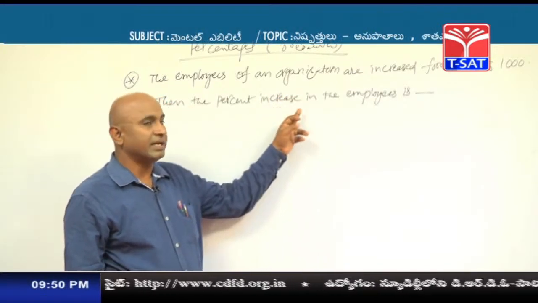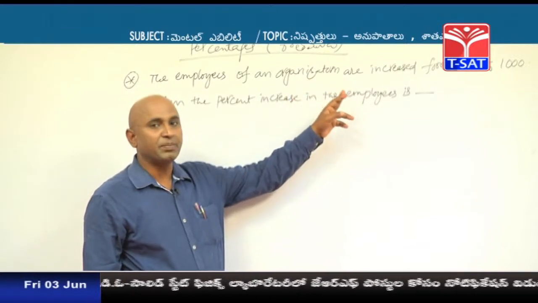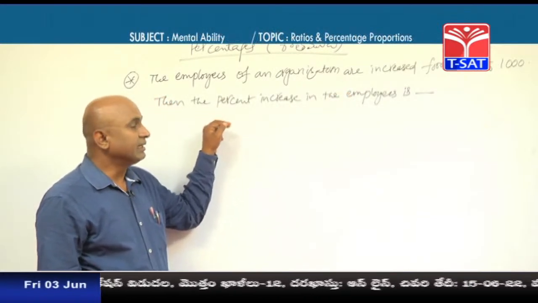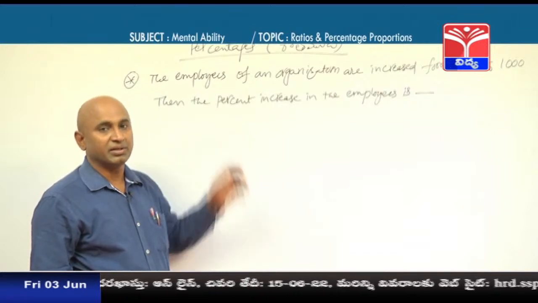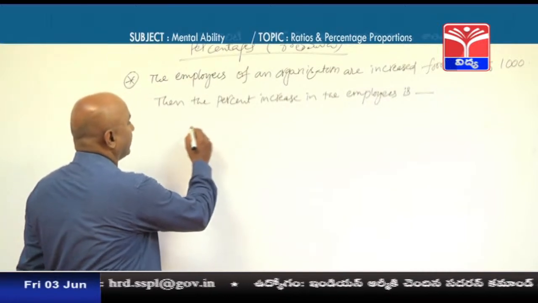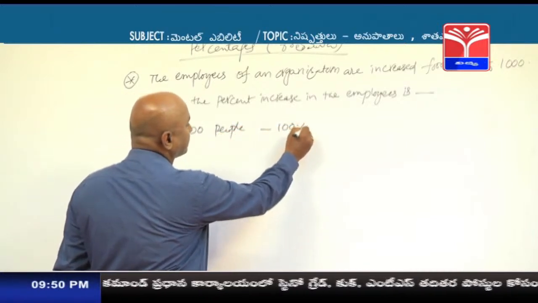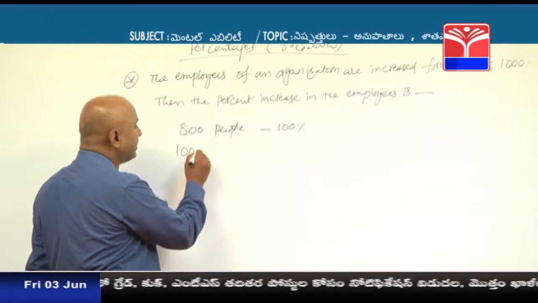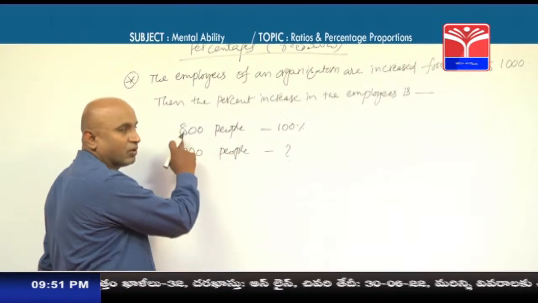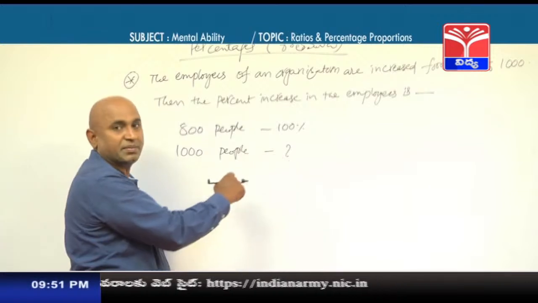In this problem, the employees of an organization are increased from 800 to 1000. Then the percent increase in the employees is? మొట్టమొదట్లో ఒక ఫ్యాక్టరీలో లేదా ఒక ఆర్గనైజేషన్లో ఉన్నటువంటి ఎంప్లాయీస్ సంఖ్య 800, వారి సంఖ్య 1000 అయినట్లయితే ఎంత శాతం ఉద్యోగుల సంఖ్యలో పెరుగుదల ఉన్నది అంటున్నాడు. ఎంప్లాయీస్లో పర్సంటేజ్ ఇంక్రీజ్ ఎంత అంటున్నాడు. 800 people corresponds to 100%. అప్పుడు 1000 మంది ఎంత పర్సెంట్ అవుతారు అంటారు. సో ఇనిషియల్గా ఉన్న వాల్యూ ఇప్పుడు కూడా 100%కి ఈక్వల్ అవుతుంది. 800 people 100% అయితే 1000 people ఎంత పర్సెంటేజ్?